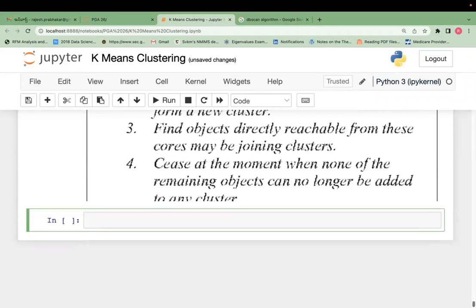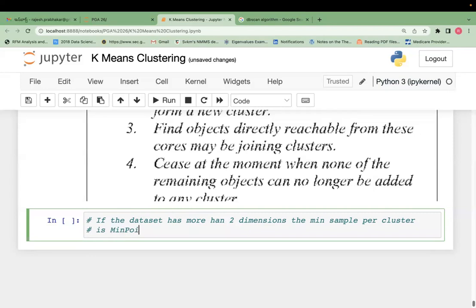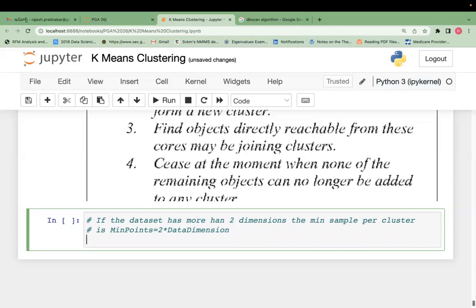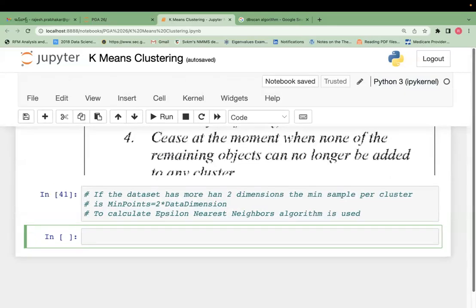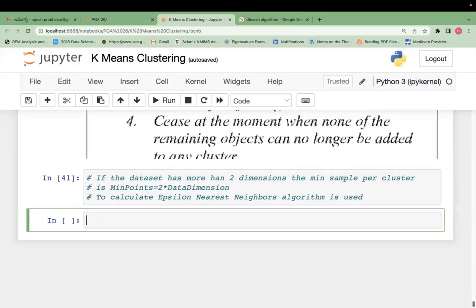One is epsilon. The second is minimum points. If the data set has more than 2 dimensions per cluster, min points is equal to 2 into data dimension. The formula for defining the min points is 2 into data dimension. To identify the epsilon, the nearest neighbors algorithm is used.